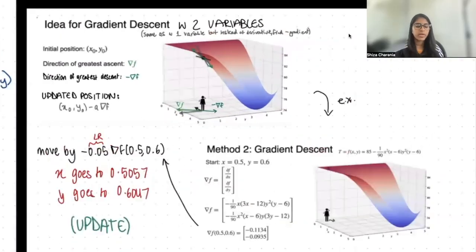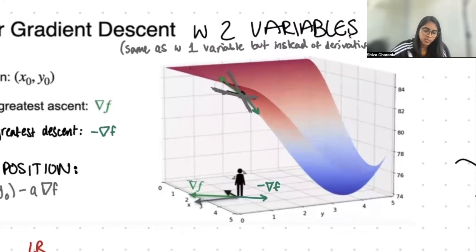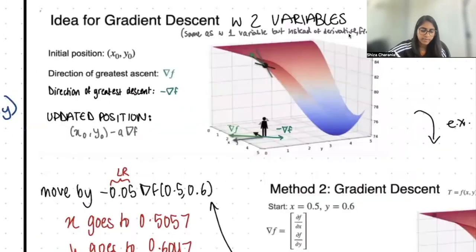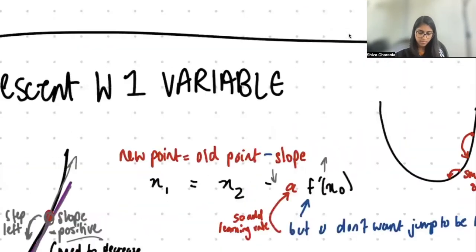So the idea for gradient descent with 2 variables is different, because as I said, here you see this sort of gradient that we find when we have 2 axes, and that's why we need 2 variables in the gradient to do that. But again, the direction of the greatest ascent will just be the gradient. So the direction of the greatest descent, because you want to minimize, will be this negative gradient. So the updated position would be pretty much the same thing that we did here, but with 2 variables.